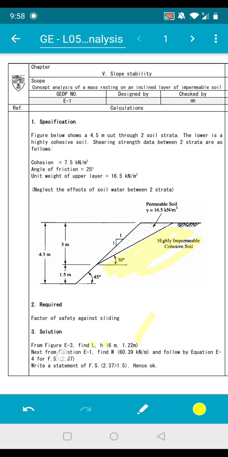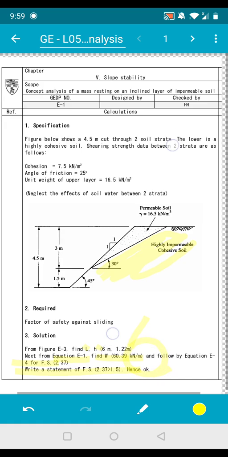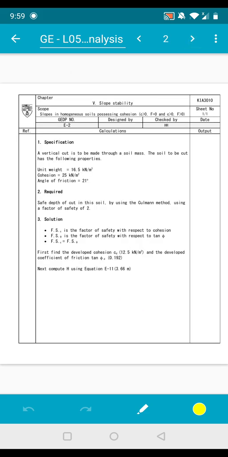Next, from equation E1, look at your notes and find W. You get W around 60.39 kilonewton per meter, and then you follow with equation E4 to find the factor of safety. From that equation, the factor of safety is approximately 2.37. Then you write a statement that 2.37 is more than 1.5, refer to the table, hence it's okay.